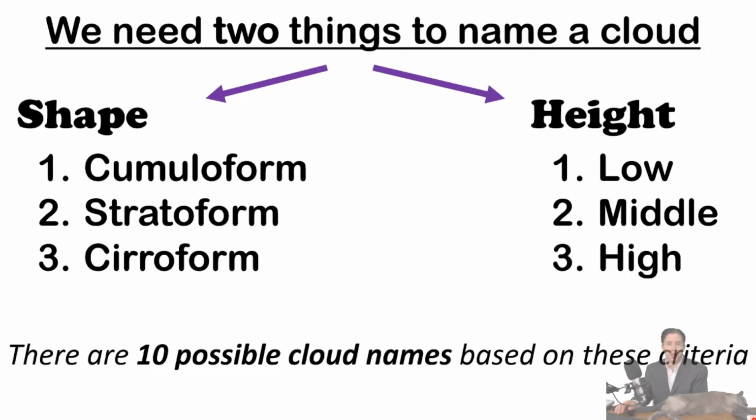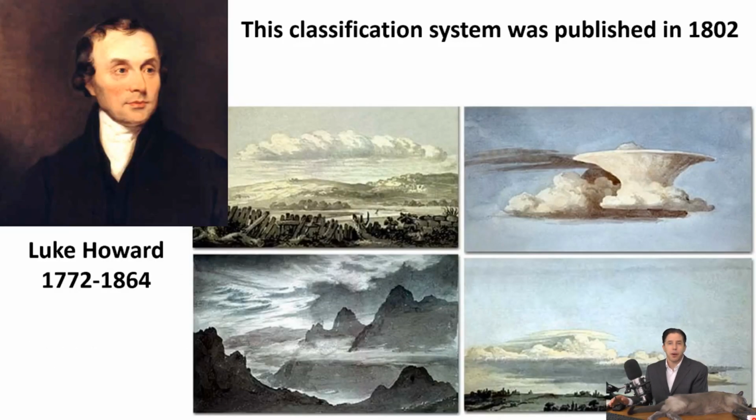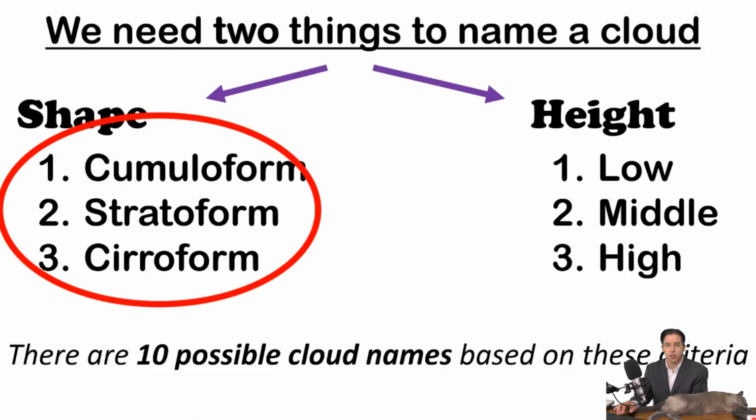And the system that we're talking about was first published in 1802 by Luke Howard. He was a pharmacist, he lived in England, and he decided that the world needed a cloud classification system, so he made one up. It's not great, but it is still in use today. And here's some of the pictures of paintings that he made back in the 1800s.